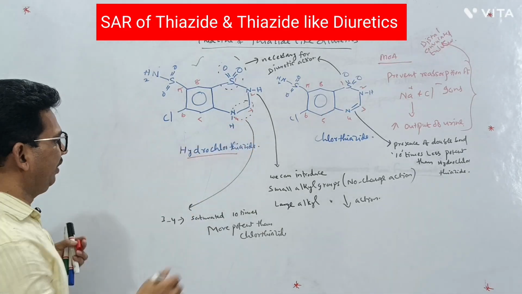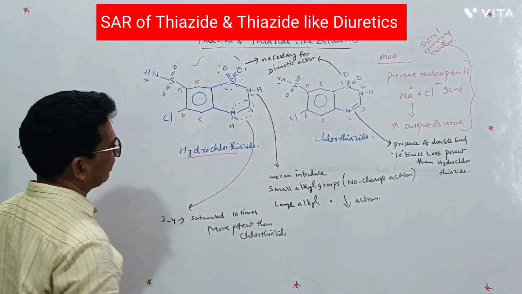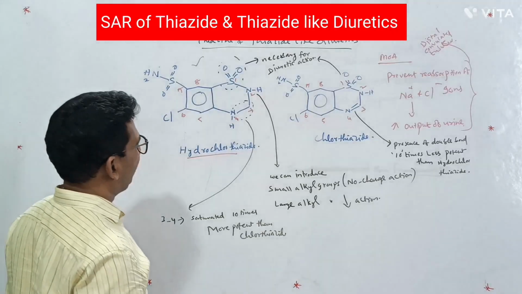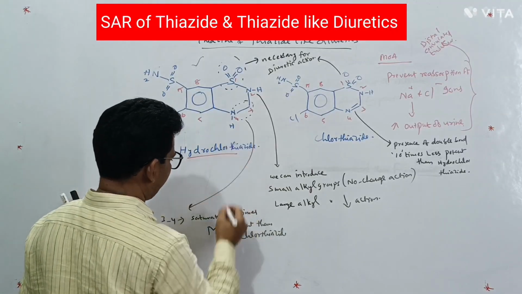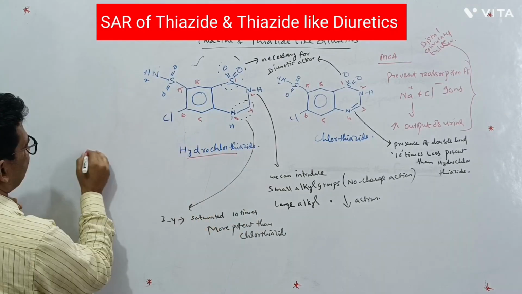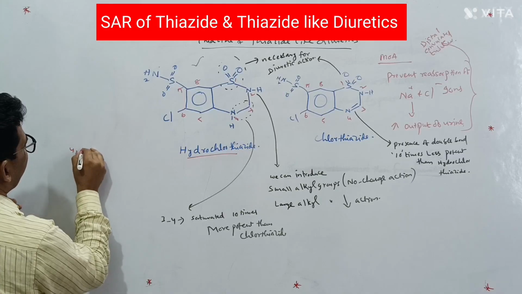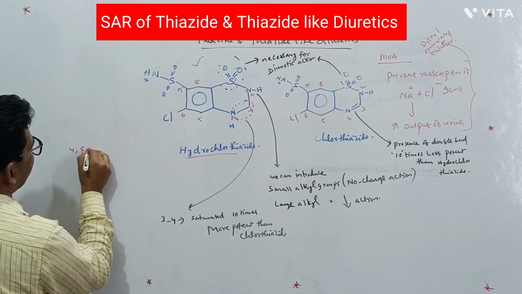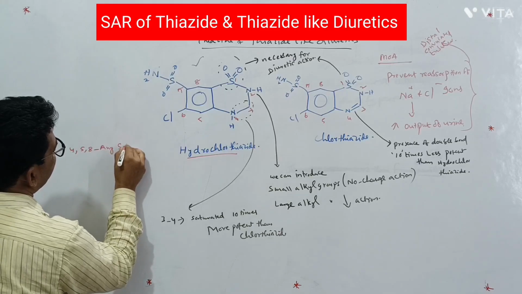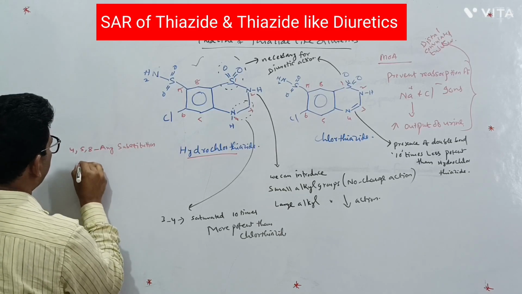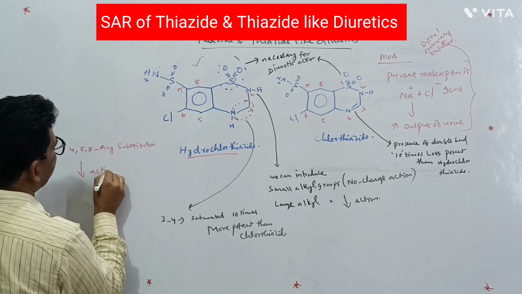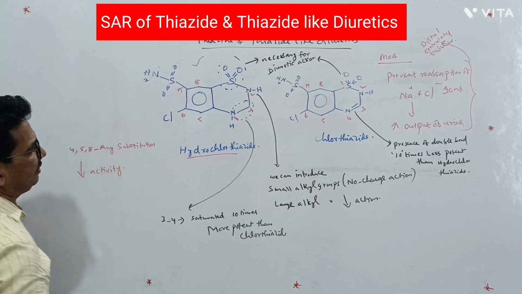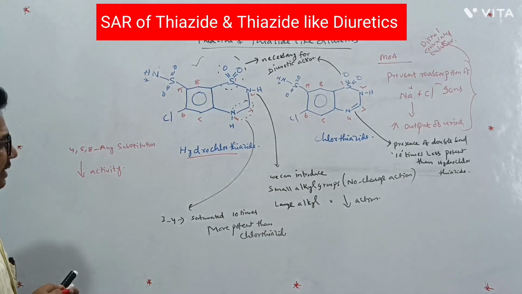Third and fourth position in between this. If you make any substitution at the fourth position, fifth position, and eighth position, it decreases the activity, that is, the diuretic activity is going to decrease.